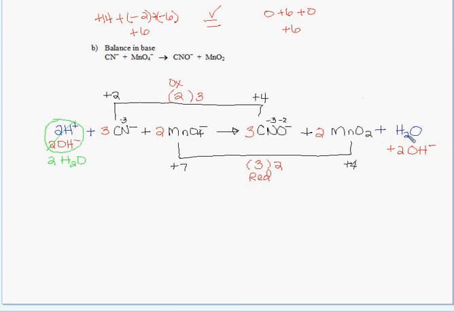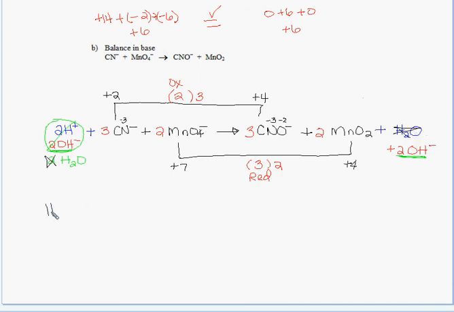Now we're going to simplify down. So that's the big difference. One more time, the big difference is because we're balancing in base, we're going to add hydroxides. How many hydroxides are we going to add? The same number as hydrogen ions that you just looked at. Where are you going to add them? Both sides of the reaction. Now once you've done all of that, we can go ahead and cancel some stuff out. That leaves us with just 1 water.